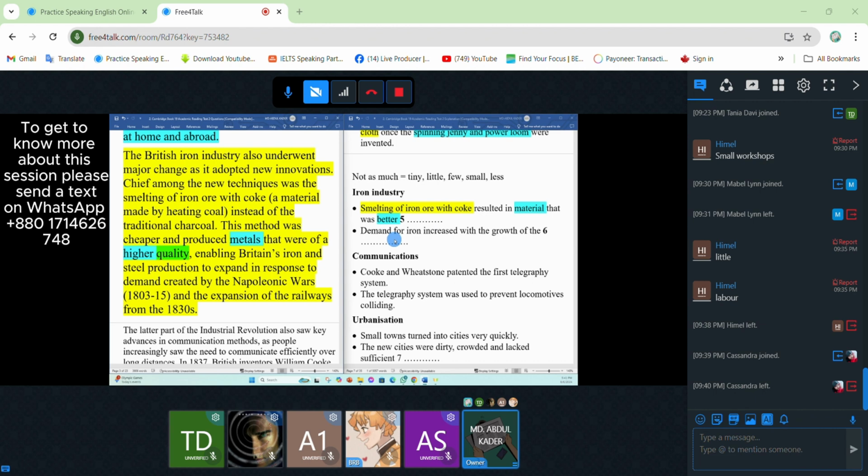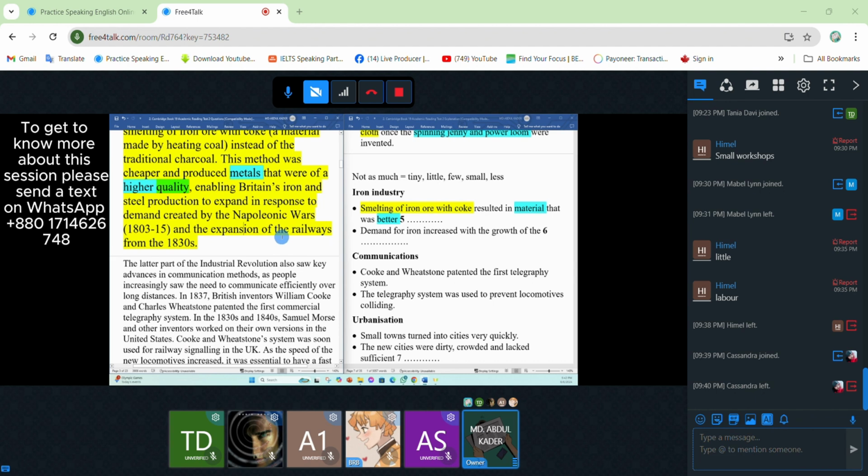Demand for iron increased. So when did demand for iron increase? With the growth of the dash. So when the growth of something increased, then the demand for iron increased. So that is the relation between iron and something. So let's find the word.